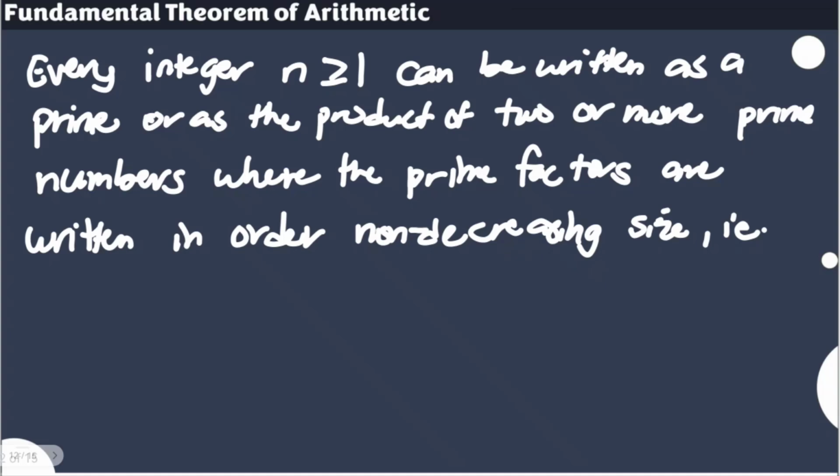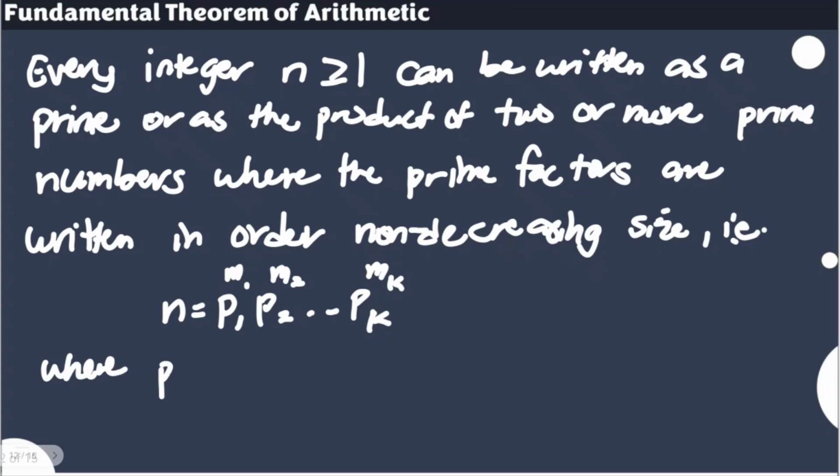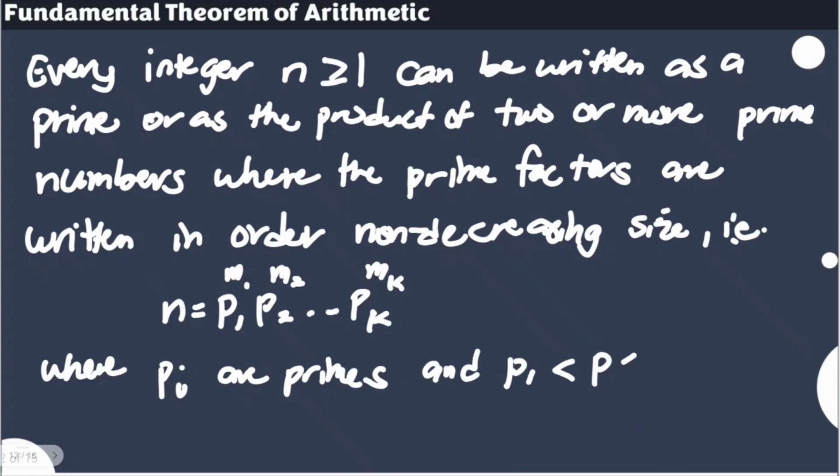for example, we'll have here n can be written using prime factorization, prime number p sub 1 times prime number p sub 2 until prime number p sub k. But of course, there are instances where your prime numbers are in multiple. So you have m sub 1, m sub 2, until m sub k, where your p sub i's are all primes as mentioned. And we can arrange the p sub i's in a non-decreasing size or in increasing order, where each is larger than the other.